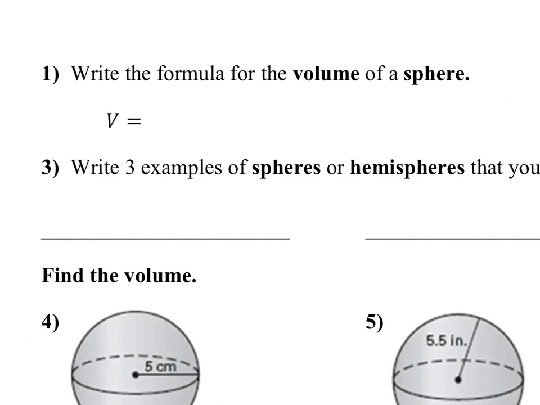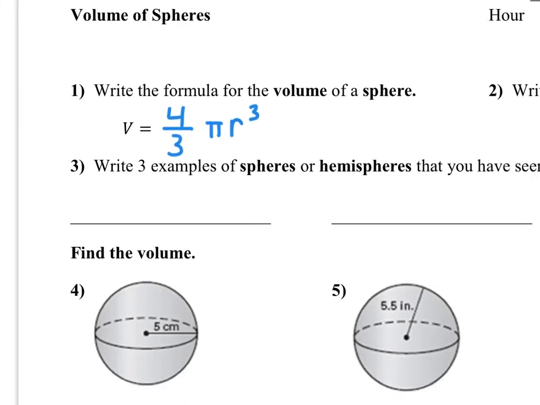So write the formula for the volume of a sphere. So we talked about this in class today. Volume of a sphere is 4/3 times pi r cubed. So it's similar to the volume or the area of a circle, but it's 3 dimensions. So we cube it and we multiply it by 4/3.